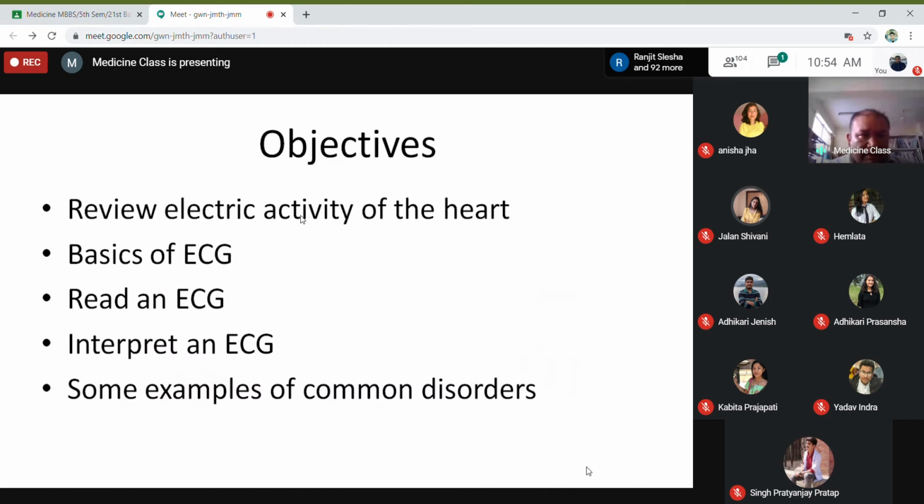So in my class, we'll review the electrical activity of the heart, the basics of ECG, and we'll try to read an ECG, and we'll see how we interpret an ECG. And later on, I'll show you some examples of common disorders.